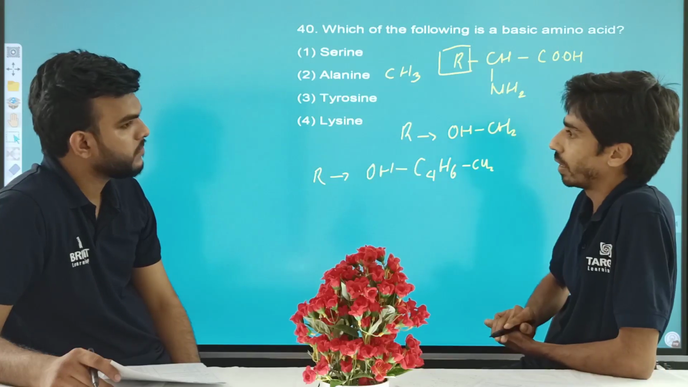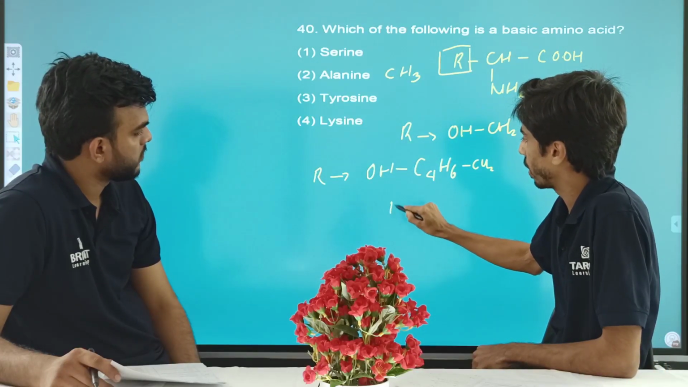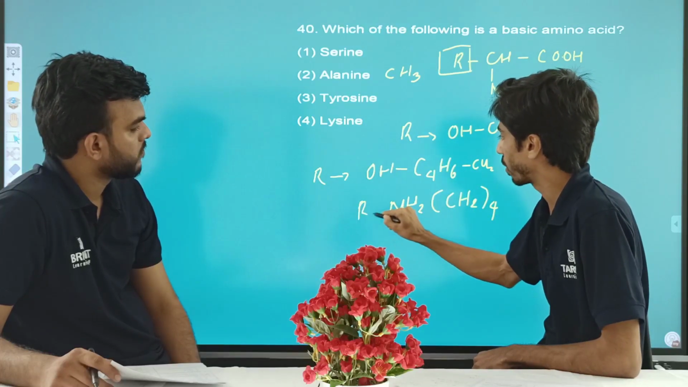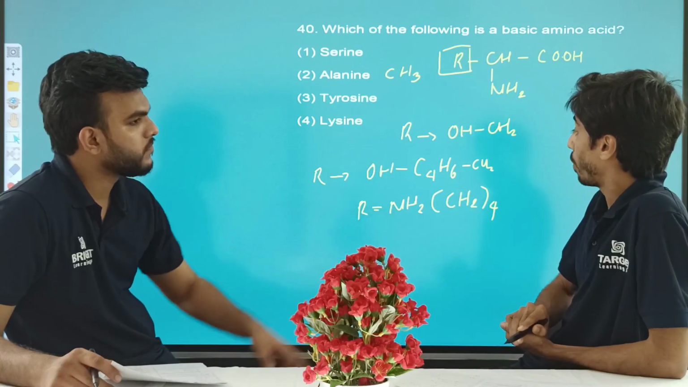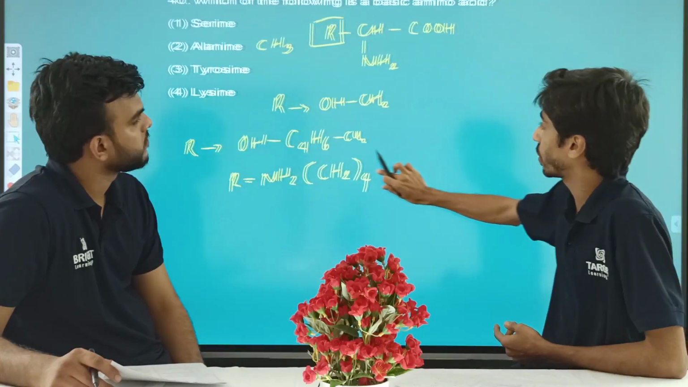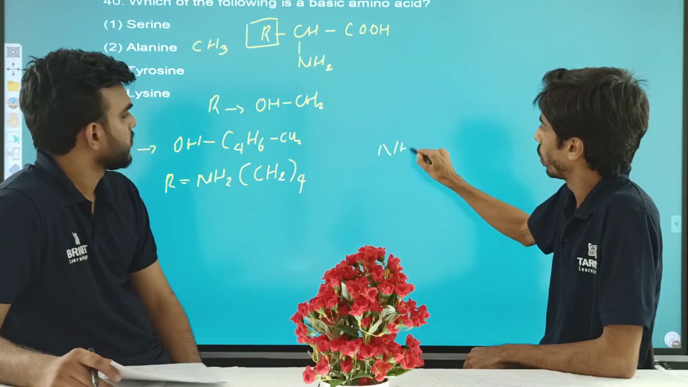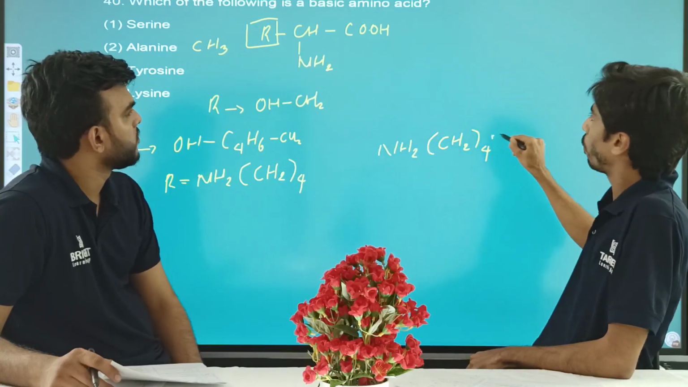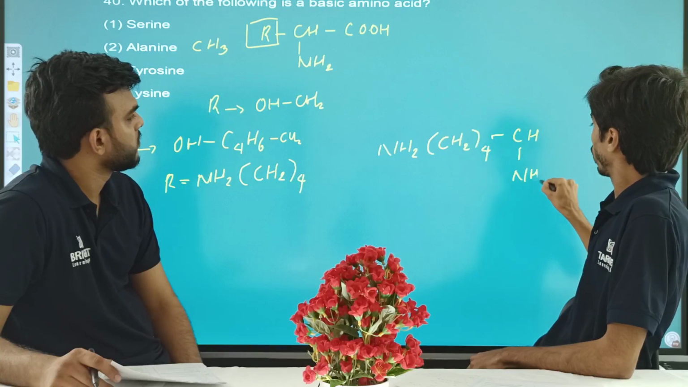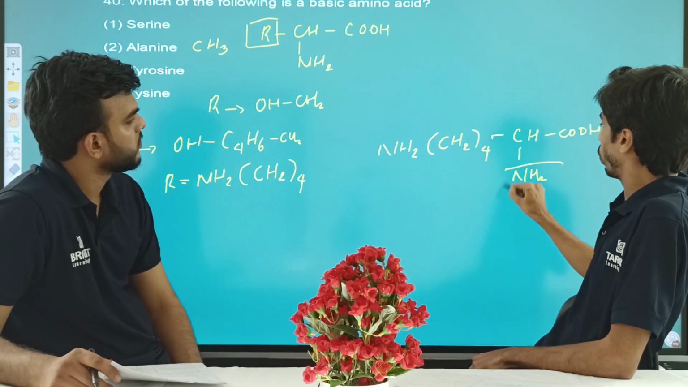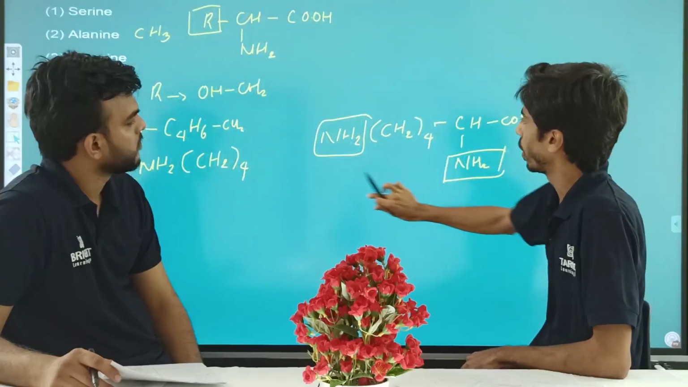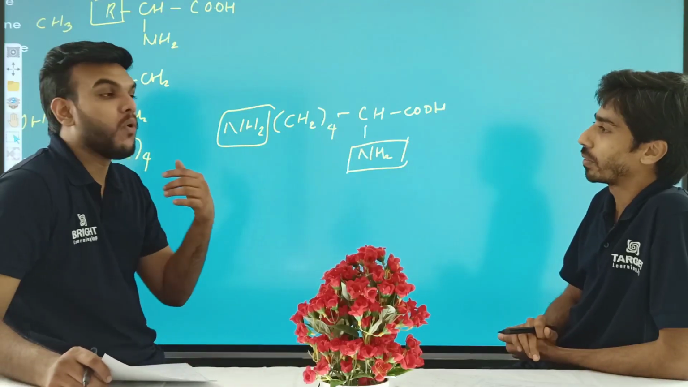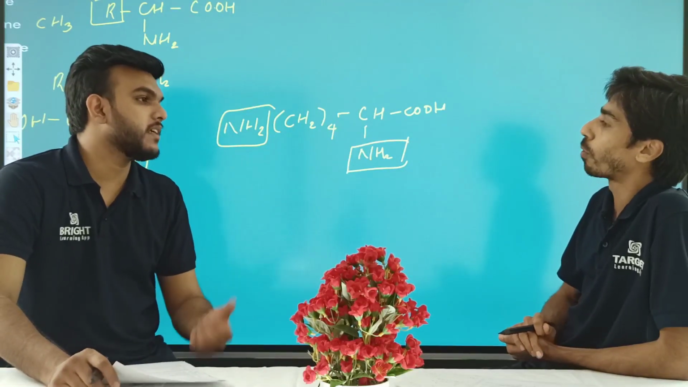But in case of lysine, it can be represented as NH2 and CH2 four times. This is the alkyl part, and there is an amino group there. So the structure will be NH2, then CH2 four times, this is the R part, then CH, NH2, COOH. If we compare the amino groups, we have two NH2 groups, so more NH2 than COOH. Definitely this will be the basic one. If an amino acid has more number of amino groups, it will be more basic in character.